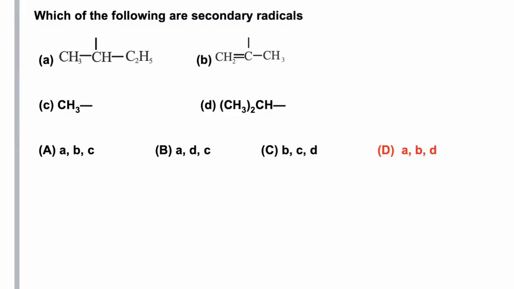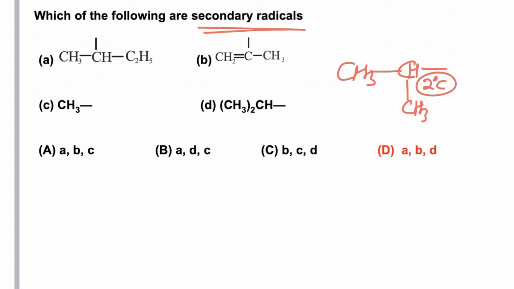In this question we have to find secondary radical. Secondary radical is the carbon atom which is having free valency and connected with 2 other carbon atoms. So if a 2 degree carbon is having free valency, then it is called 2 degree radical. So if we take the first molecule, first radical, now the carbon atom which is having free valency is directly connected with 2 other carbon atoms, so this is 2 degree radical or secondary radical.